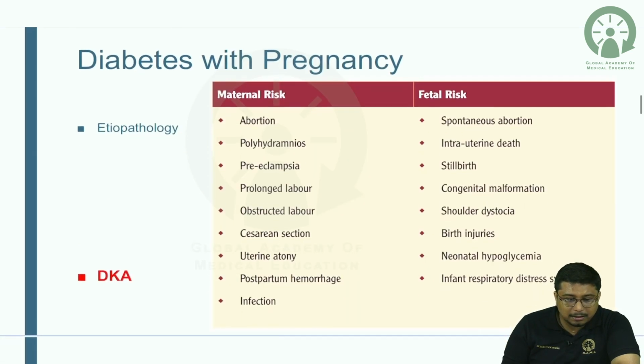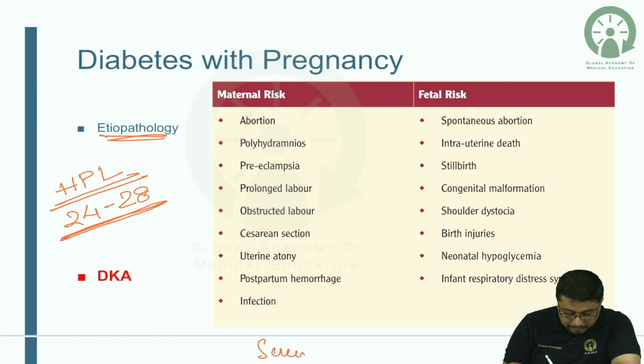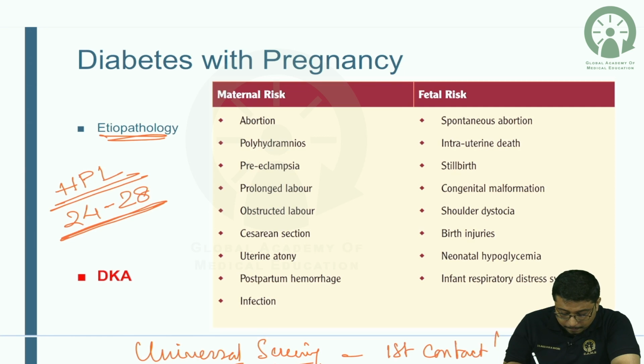Coming to the next one, diabetes in pregnancy. Why is there diabetes in pregnancy? Because of a substance called human placental lactogen that is most commonly secreted at 24 to 28 weeks by the mother. So testing should be done at screening, and screening should be universal. The Government of India recommends tests at first contact and once more between 24 to 28 weeks.